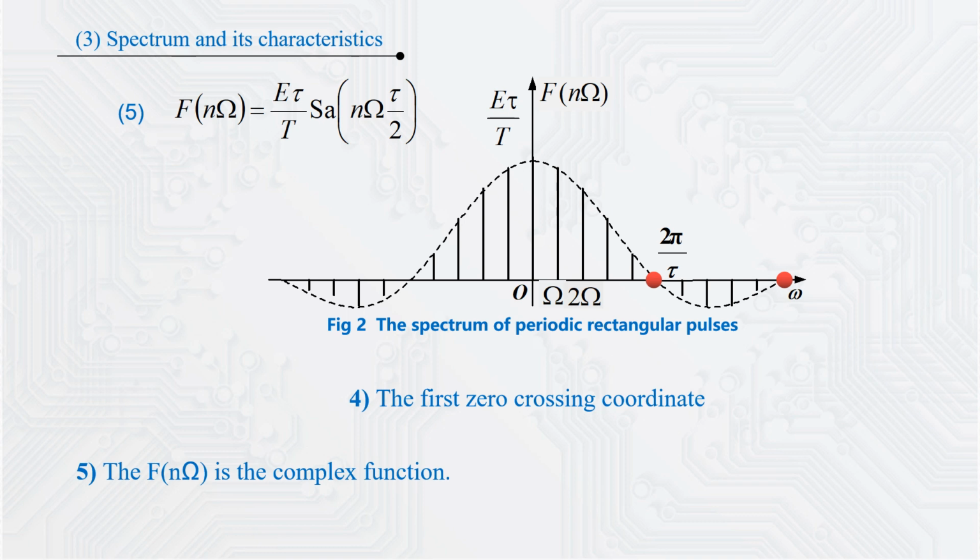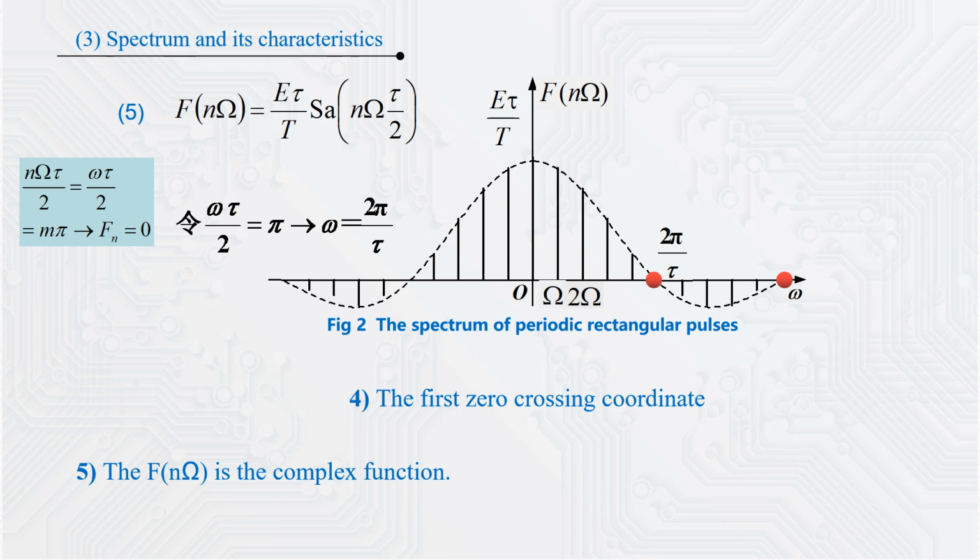It's clear that its spectrum varies according to the rule of the sampling signal. Its first zero crossing point is where omega equals 2 pi over tau, and its entire spectrum is discrete and appears where omega equals 0, omega equals big omega, omega equals 2 big omega respectively, or at integer multiples of its fundamental wave.